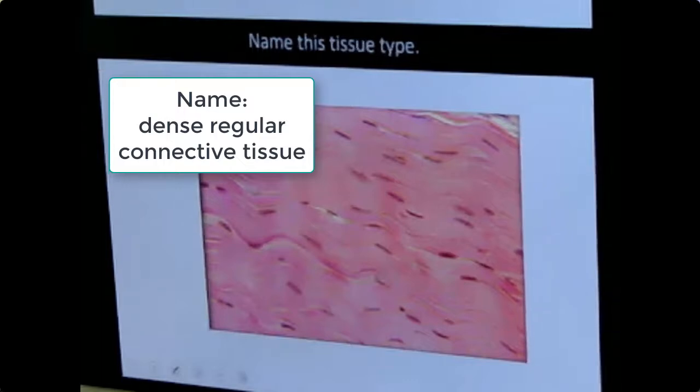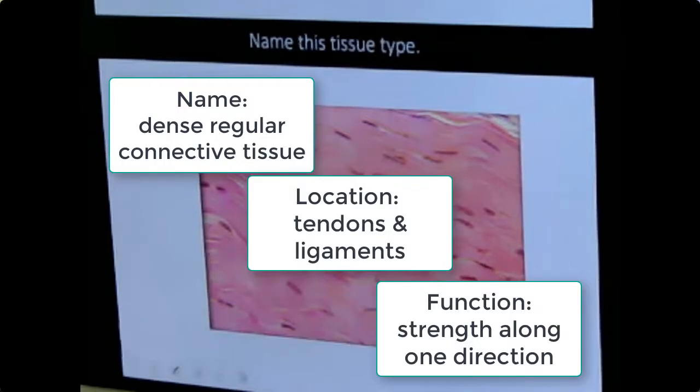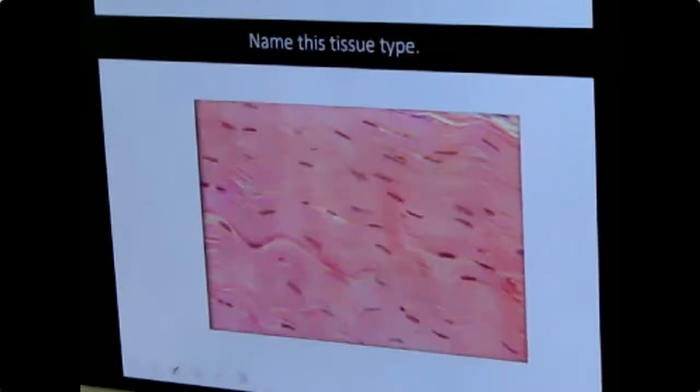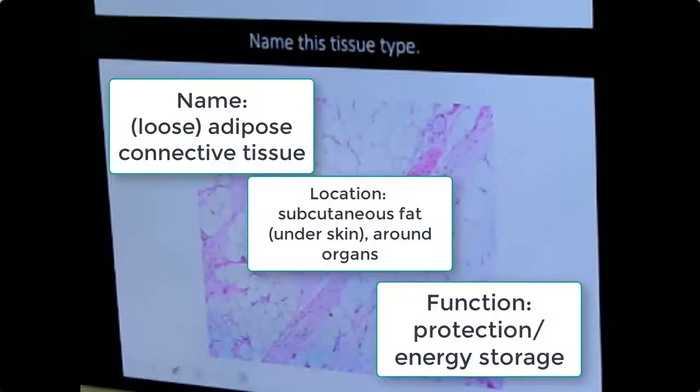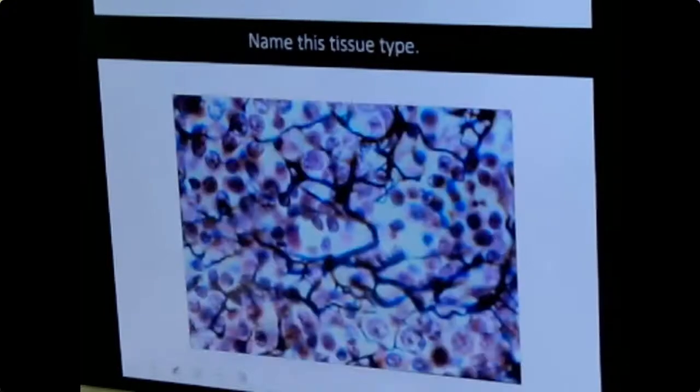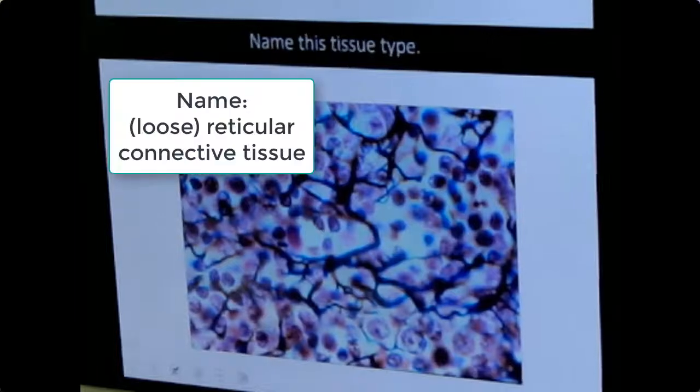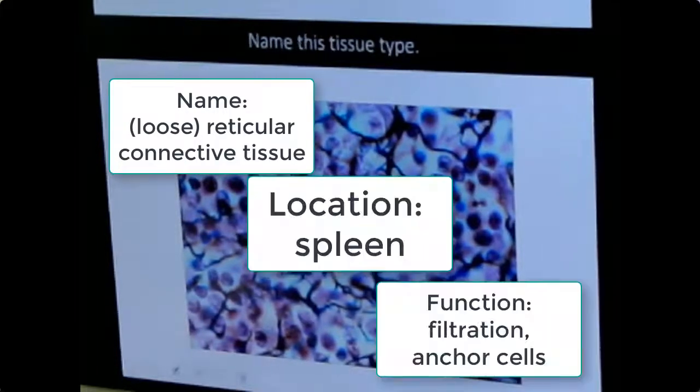Dense, regular connective tissue. This would be like a tendon or ligament. This is another view of adipose, yep, of fat. This is reticular, loose reticular connective tissue. The black lines are pretty characteristic, and it's going to be found in the spleen.